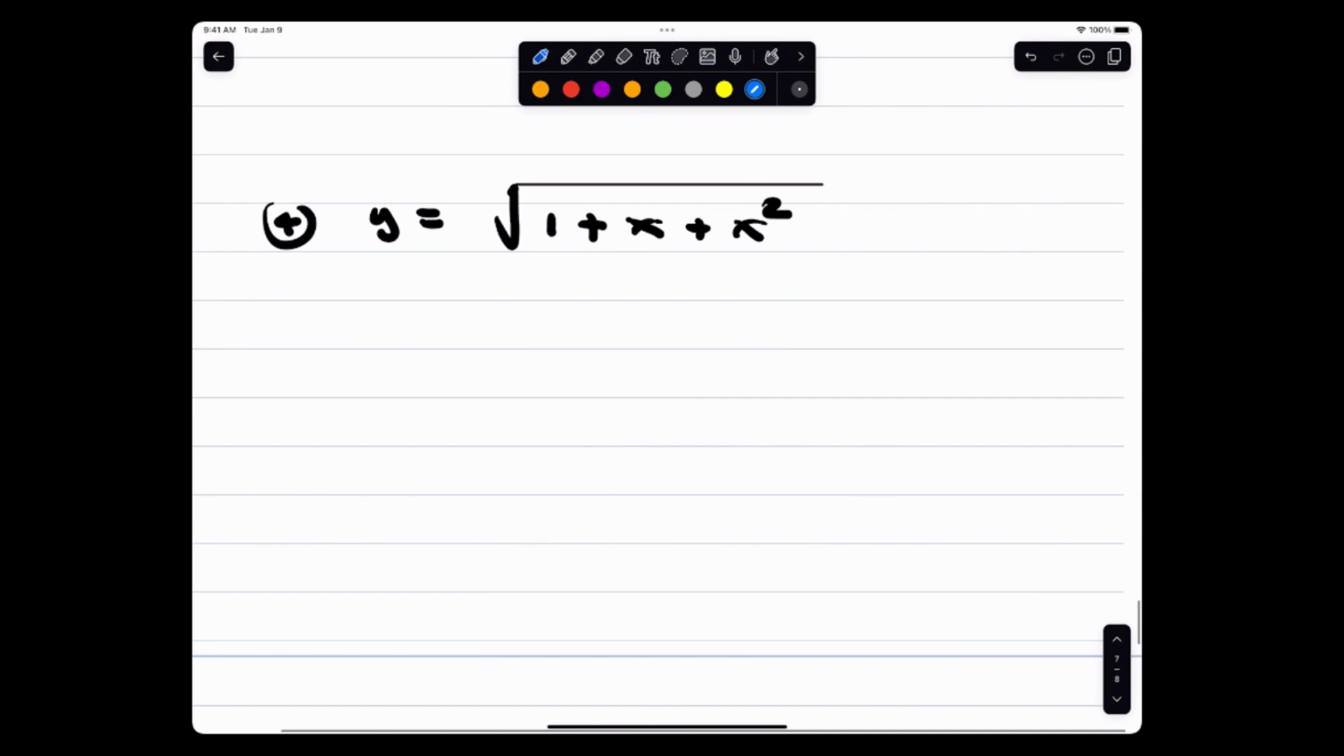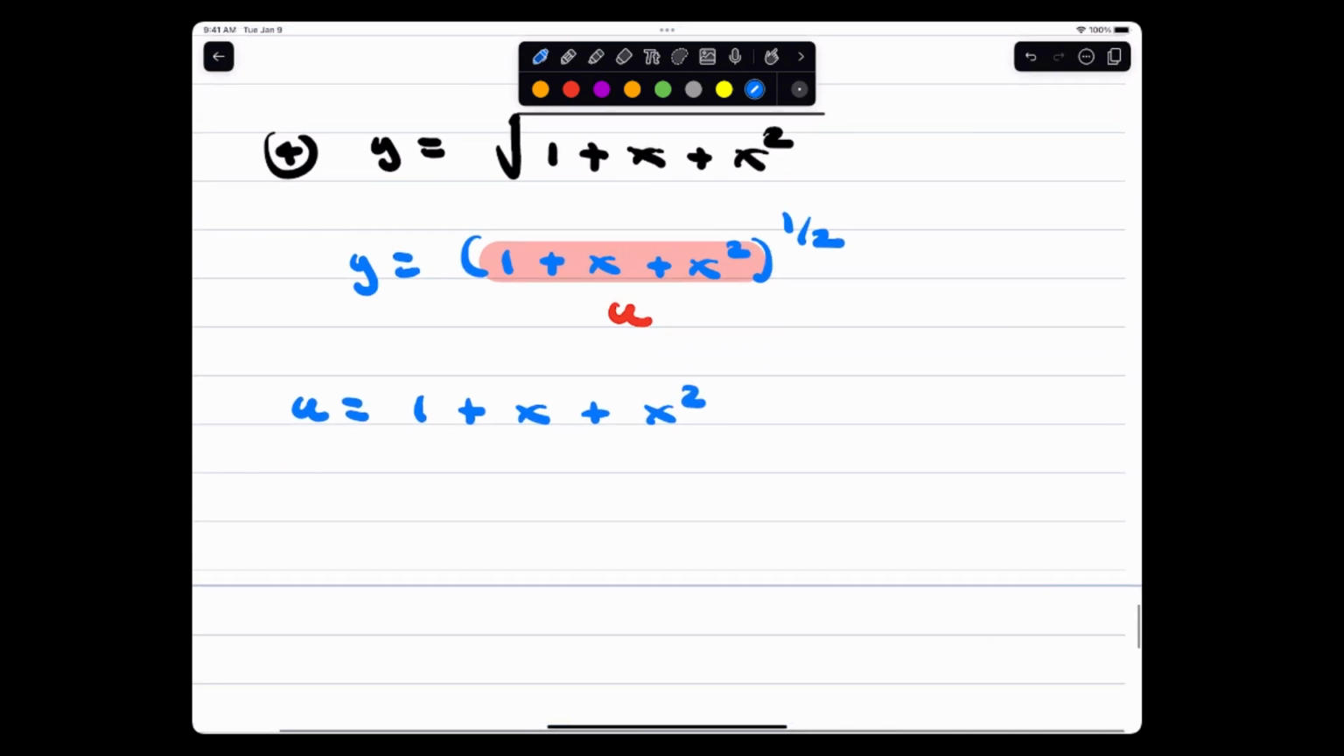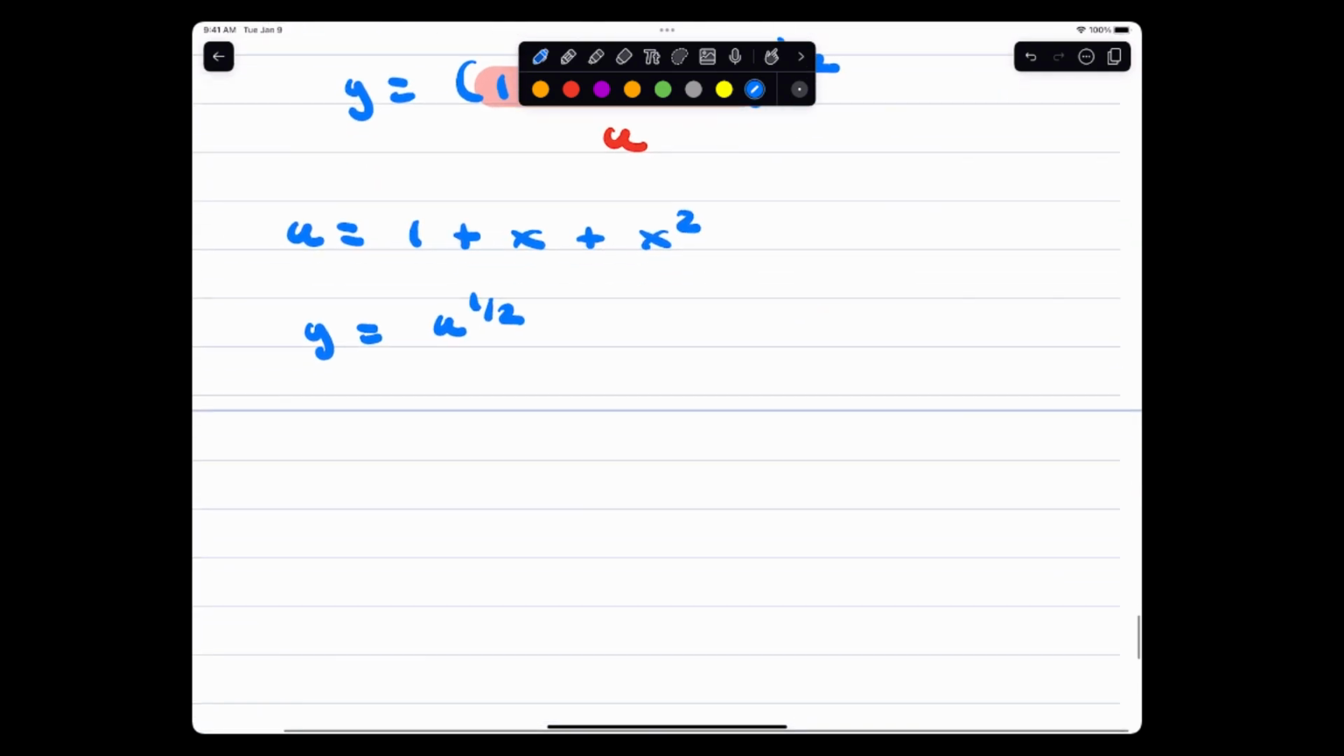All right, let's try to get this one in here. Was this one fun? Is that one to the 1/2, ladies and gentlemen? This one, you guys okay with this one? What's the inside function? Isn't the inside function between your parentheses? So u will be whatever is between those parentheses. And now that means y becomes u to the 1/2. Okay? dy dx is dy du times du dx.